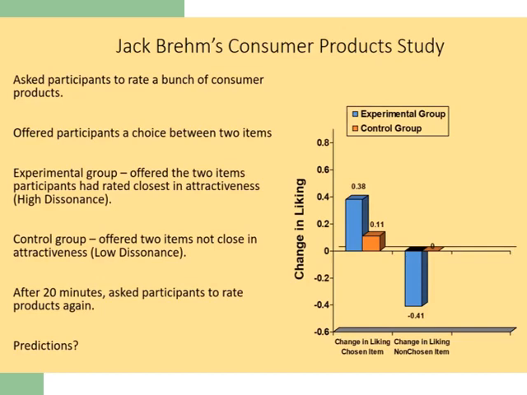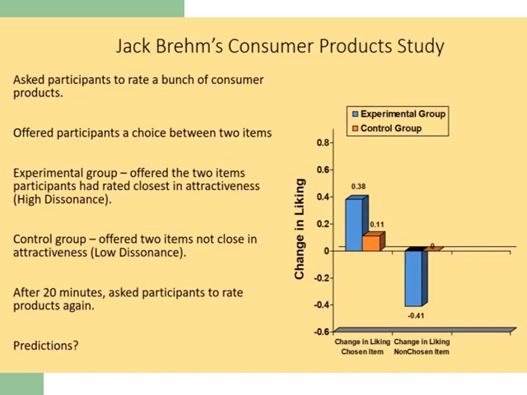Okay, so how does that happen? Well, Jack Brehm did the first study on post-decision dissonance. It's a very simple study. What he did was he asked participants to rate a bunch of consumer products. Participants were offered a choice between two items. Either the items were very close in attractiveness, which would probably produce a lot of dissonance. In other cases, the items were so far apart in attractiveness that it probably shouldn't produce any dissonance, right? Because it was easier to make those choices than the harder choices where the items are very similar. So after making all those choices, Jack Brehm then has participants rate all the products, the ones they rejected, the ones they accepted, again 20 minutes later.